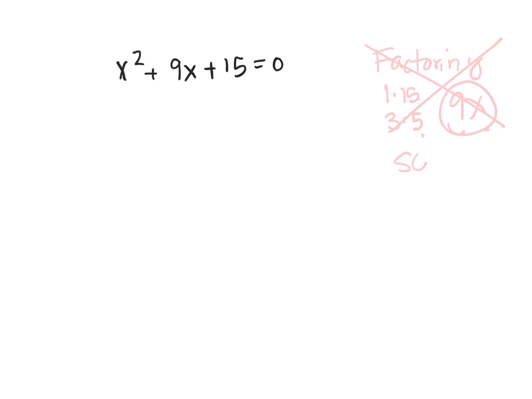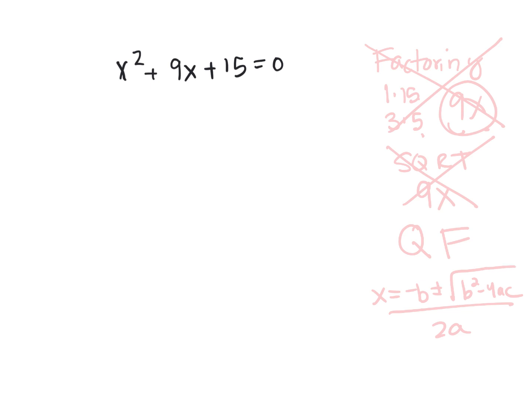Now, you might think, well, hey, can I square root this? But if I look at it, it has a middle term. It has a 9x. So I cannot use the square root method. So that means I am going to have to use the quadratic formula. And if I'm going to use the quadratic formula, the first thing that I'm going to start with is the discriminant, so I can see how many solutions this has and if I need to keep going.